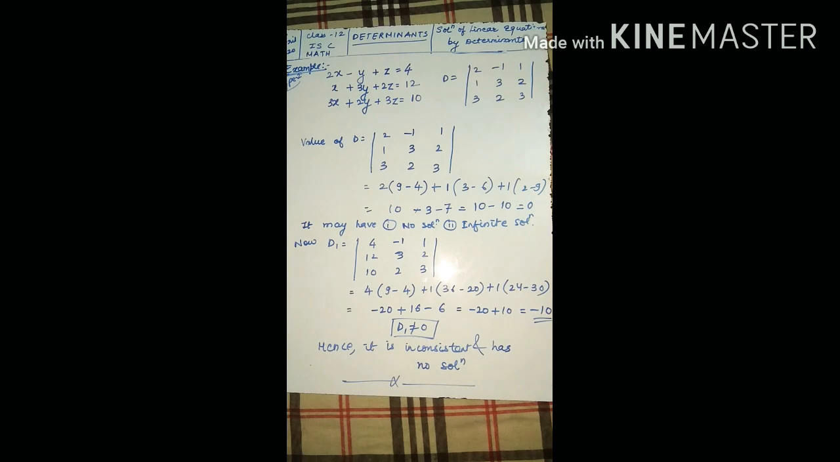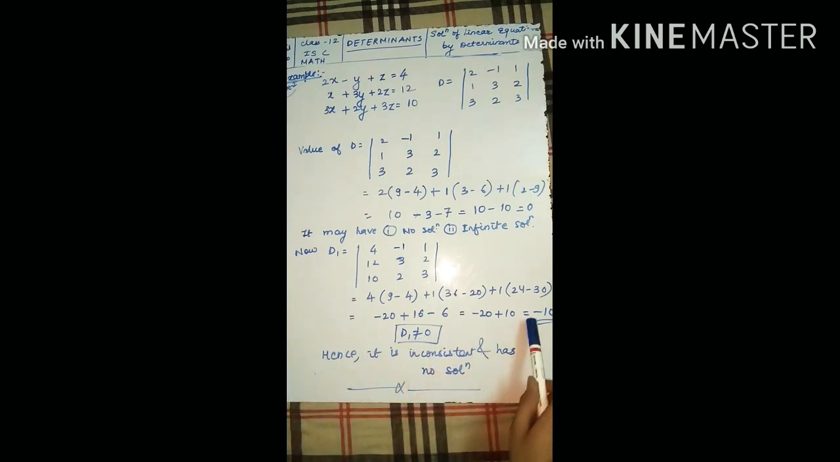So from D1, it is concluded that D1 is not equal to 0. Stop there. Don't try to find D2, D3, because there is no use of them. On the very first, you got D1 not equal to 0, hence it is inconsistent and has no solution. That's it.